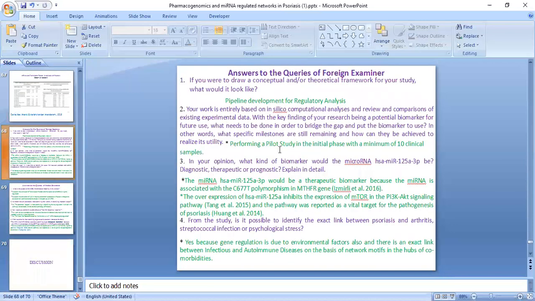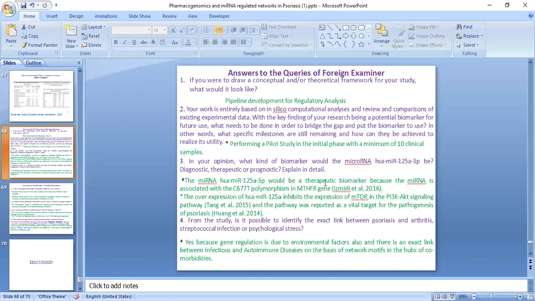And the foreign examiner asked some key questions. Like, can you draw a theoretical framework for this? Yes, we can develop a pipeline for regulatory analysis from this study. And can this model be used in reality? Yes, with respect to a small clinical study, we can test this model.